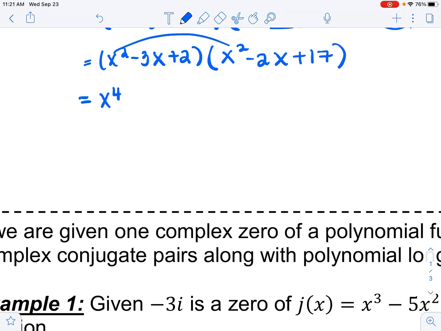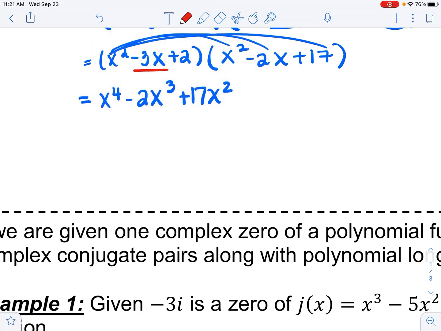Okay, x squared times x squared is x to the fourth. And then I have x squared times negative 2x, which is negative 2x cubed. X squared times 17 is 17x squared. 4, 3, 2 pattern. Okay, so I'm pretty confident I didn't make mistakes there. Distribute your negative 3x now. Negative 3x times x squared is negative 3x cubed. Negative 3x times negative 2x is positive 6x squared. Negative 3x times 17 is 30 plus 21 is 51. Minus 51x.